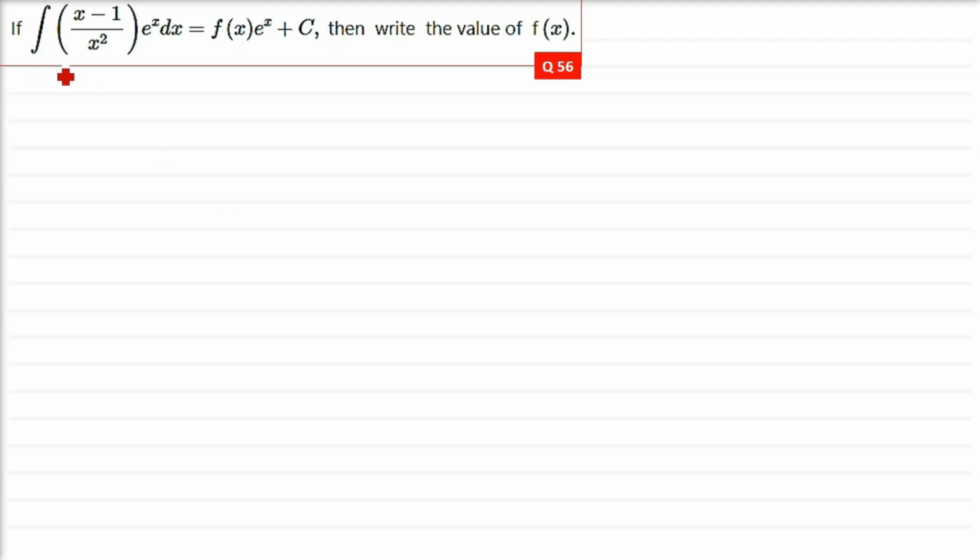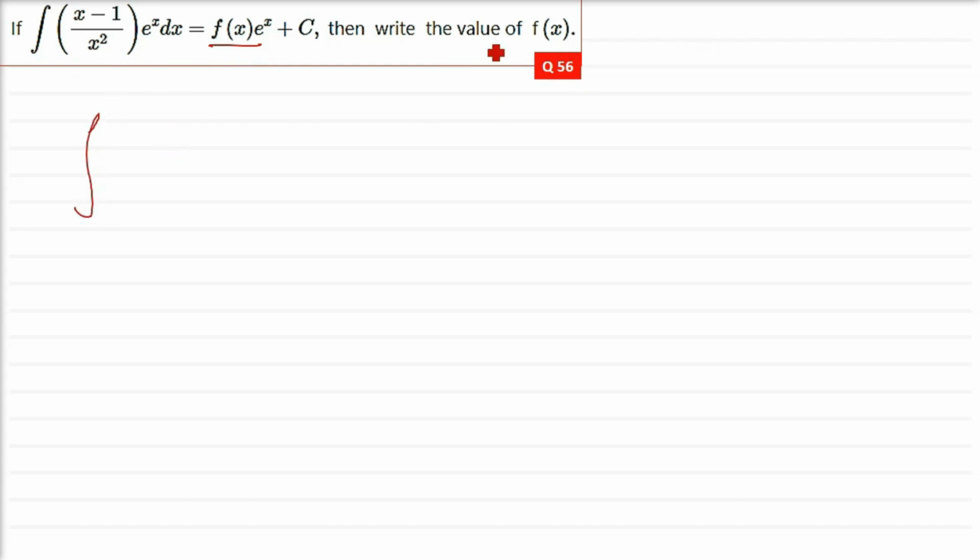Now this question and the next question are almost similar, and it is based on the formula which we have already proven. The integration of x minus 1 by x square into e raised x dx is f(x) e raised x plus constant. Write the value of f(x). Now let's integrate this.